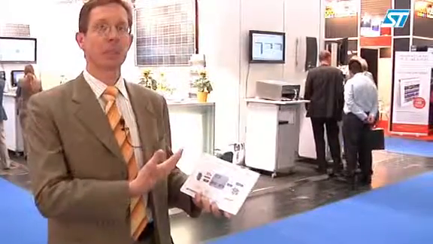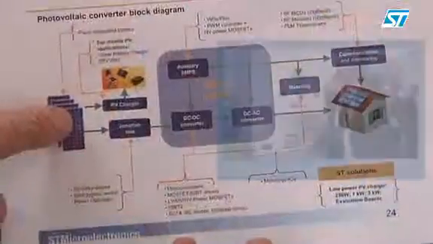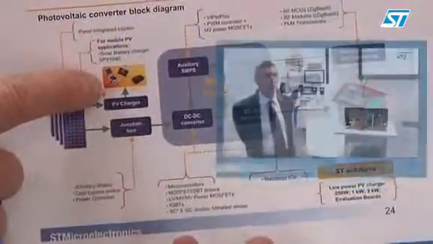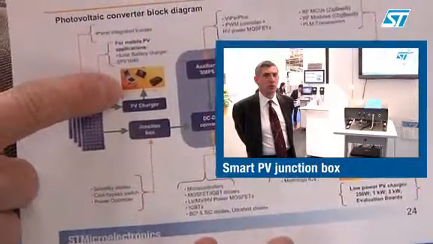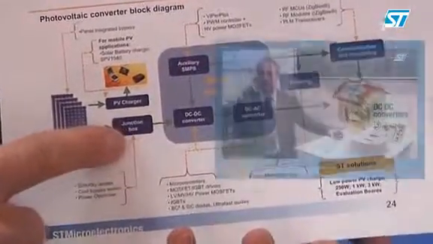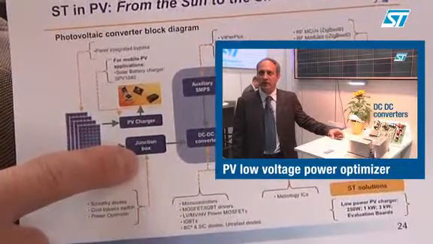We have semiconductors developed for the junction box, which is used to bypass the current of shaded cells, and the optimizer, the power optimizer, in order to maximize the power that we can generate when a part of a panel is shaded.